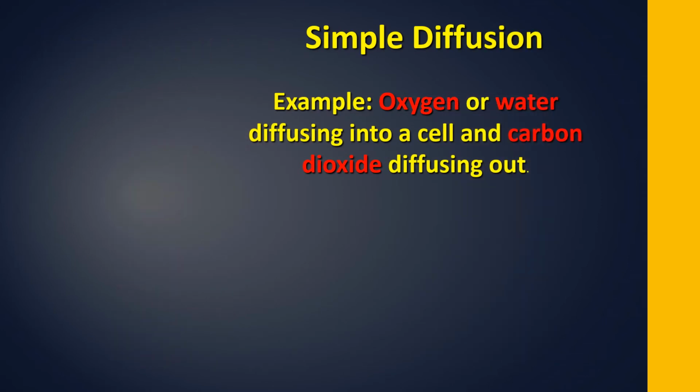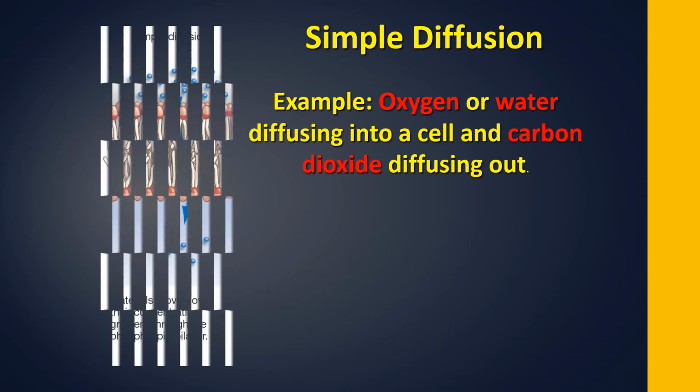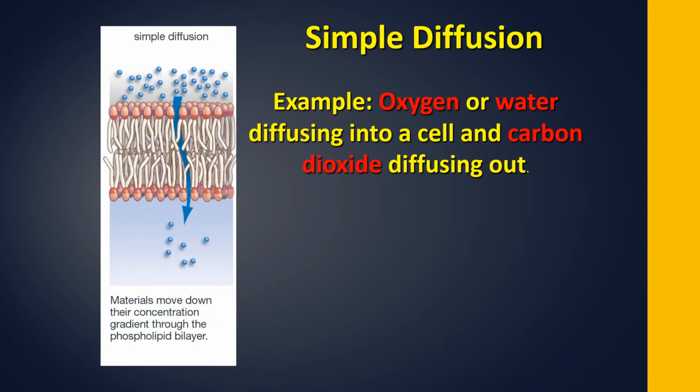A very simple example of simple diffusion is the movement of oxygen or water, the oxygen or water diffusing into a cell and carbon dioxide diffusing out. So look at the illustration very well. The materials move down their concentration gradient through what we call the phospholipid bilayer.